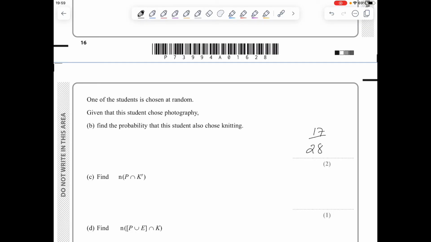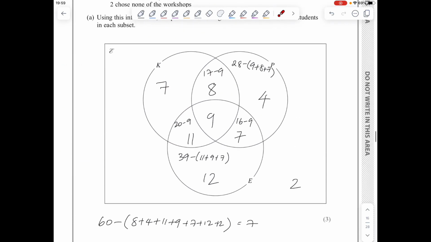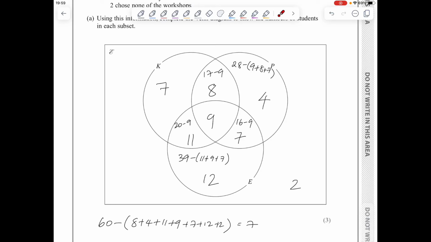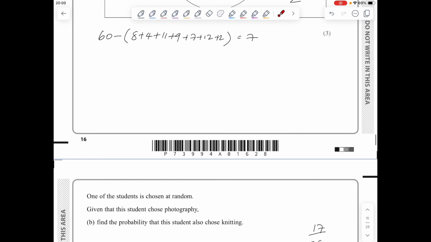For parts C and D, note this N in front of the sets. It means I want the number of students, not the probability. And for the first one, part C, P intersection K dash means I want P without the K. So let's go back to the diagram. P without K is this region here. So 4 plus 7 is equal to 11.